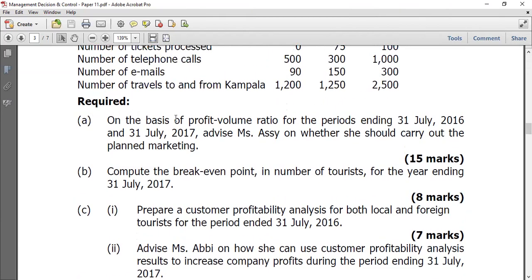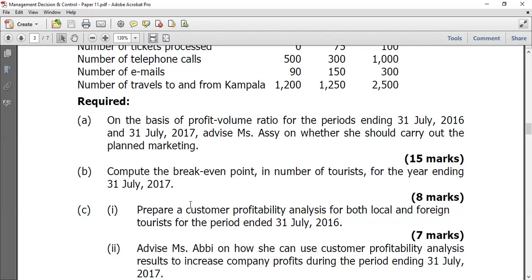So with that in the background, I want to just look at the questions here. They are telling me that, on the basis of profit volume ratio for the periods ending 31st July 2016 and 31st July 2017, advise Ms. Asiabi on whether she should carry out the planned marketing, okay? And then the next question says, compute the break-even point in number of tourists for the period ending 31st July 2017. So they'll need a break-even point.